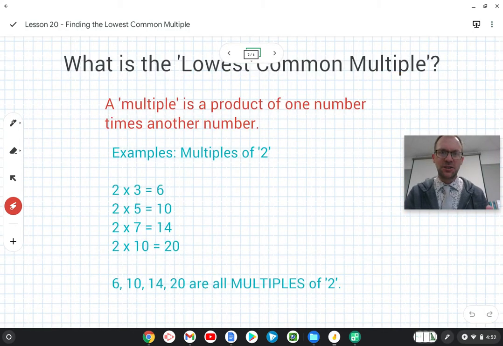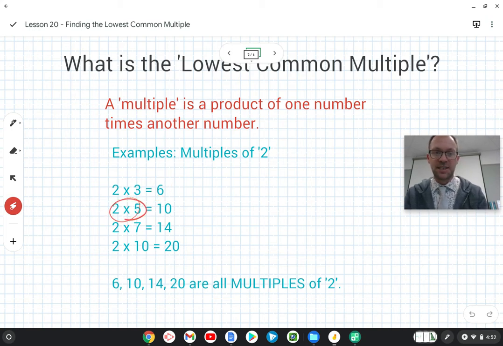Well, let's break this down. Let's start with the word multiple. A multiple is a product of one number times another number. For example, let's look at multiples of 2. 2 times 3 is 6. So we say 6 is a multiple of 2.